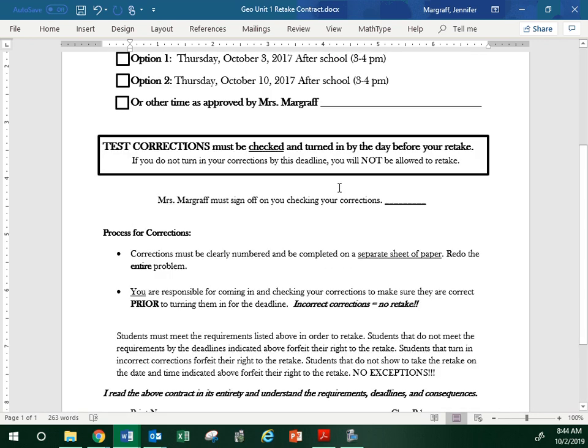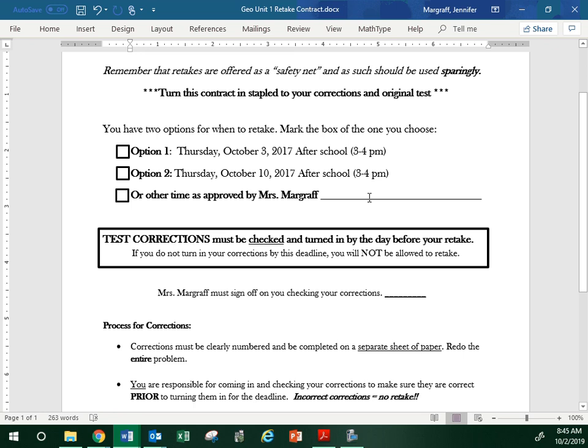Now, you need to check your corrections long before the deadline, but turn them in the day before you retake. So normally our retake should be Thursday after school. You could also do it during stingers if you have a stinger that works for you. You just have to check with me.